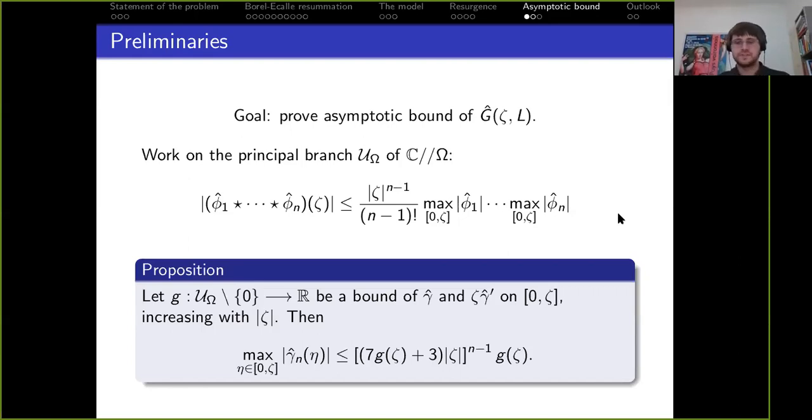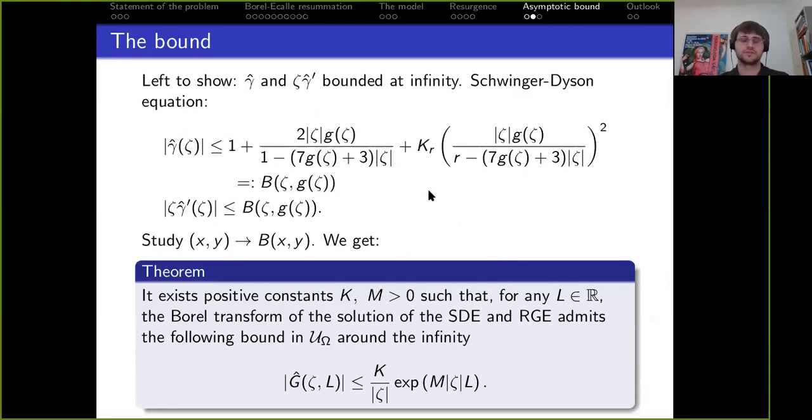So the basic idea is to say you start from bounds of gamma hat and its derivative, and using the renormalization group equation, you find a bound for gamma n. Then you can plug this bound into the Schwinger-Dyson equations and you obtain some ugly functions that, as functions, you can study and see what their behavior is, and eventually you put everything together, you find that the Borel transform has this type of exponential bound.